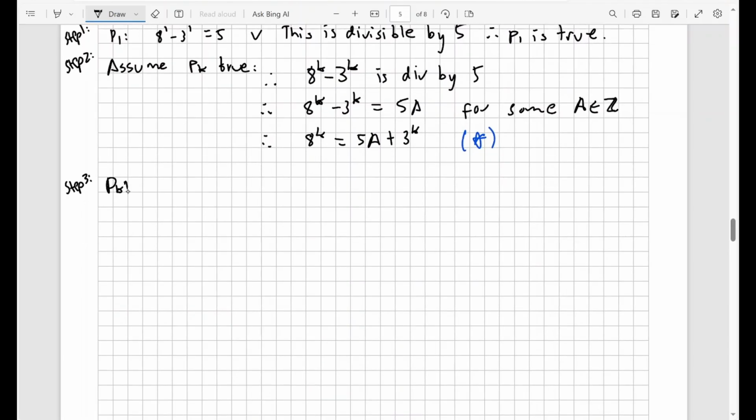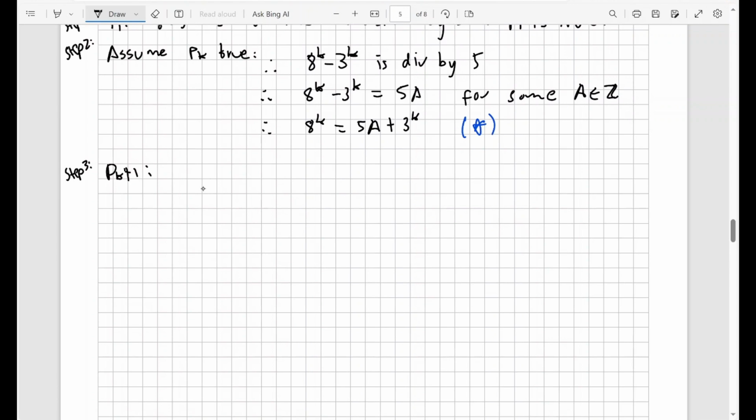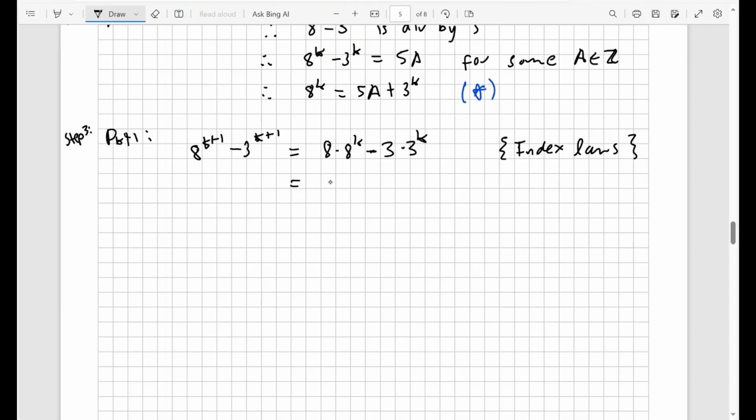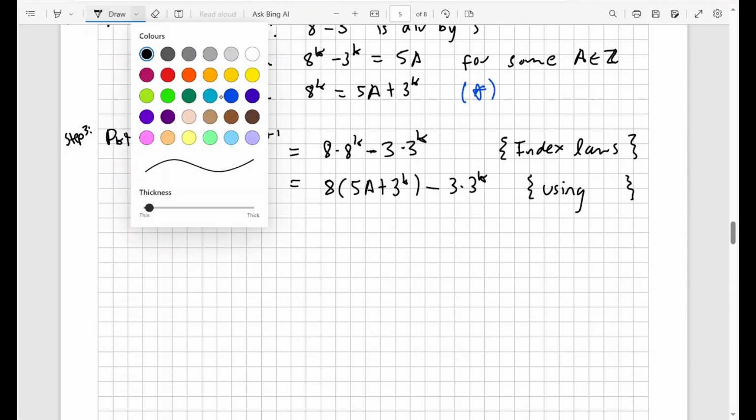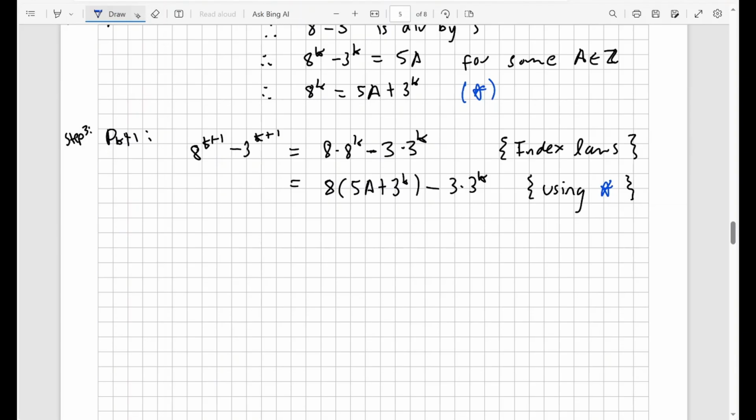Pk plus 1. All right, so we need 8 to the k plus 1 take 3 to the k plus 1, which is 8 lots of 8 to the k take 3 lots of 3 to the k. And you can say here, index laws. This is 8 lots of 5a plus 3 to the k, take 3 lots of 3 to the k. This is using star. It's using the induction step.